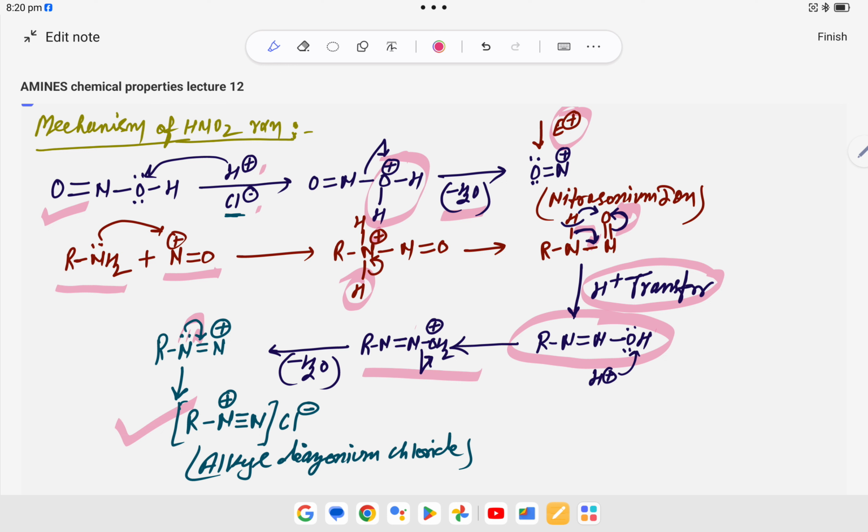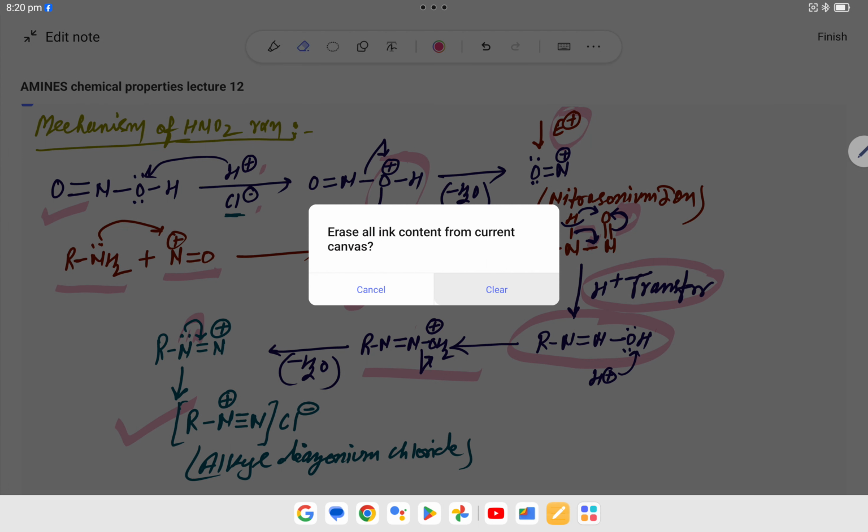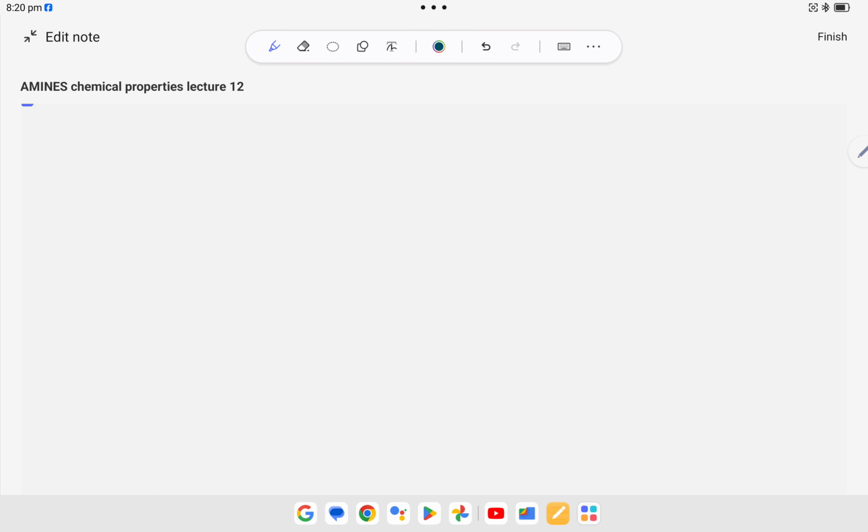At the same time, one more reaction I will explain. So check it once. What is the reaction? Reaction with aryl sulphonyl chloride. Very important.